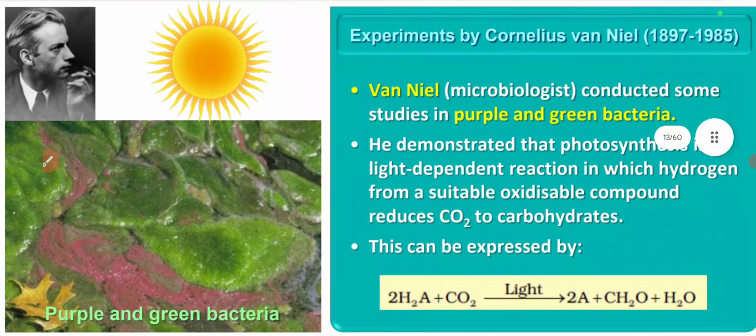Next, the experiment by Cornelius van Niel, 1897 to 1985. Van Niel, a microbiologist, conducted some studies in purple and green bacteria. He demonstrated that photosynthesis is a light-dependent reaction in which hydrogen from a suitable oxidizable compound reduces CO2 to carbohydrate. This can be expressed by 2H2A plus CO2 gives rise to 2A plus CH2O plus H2O.